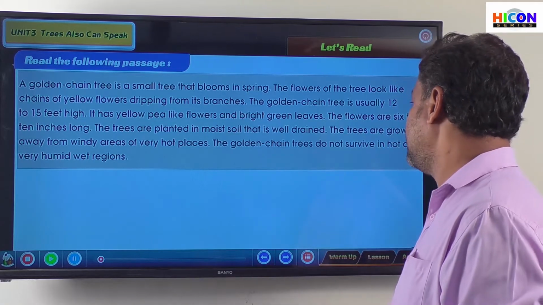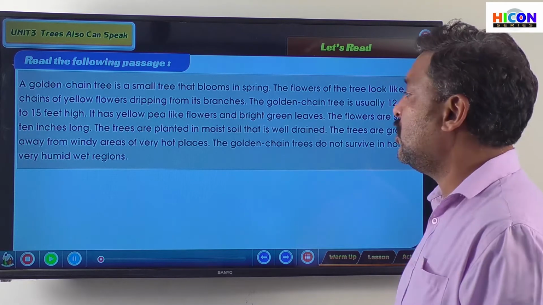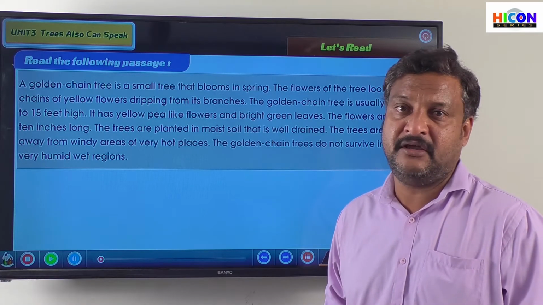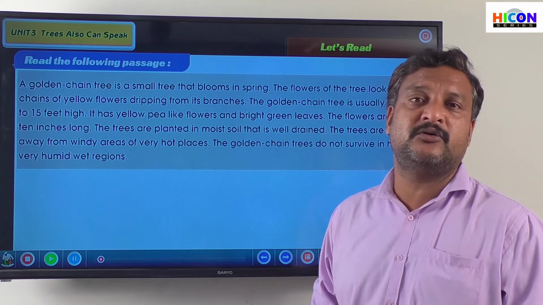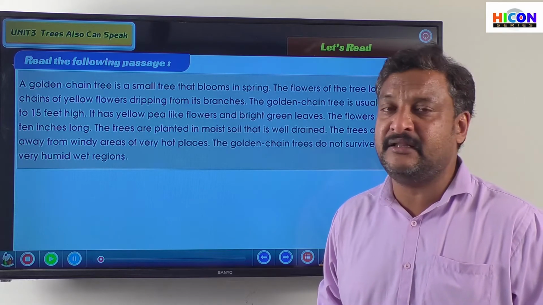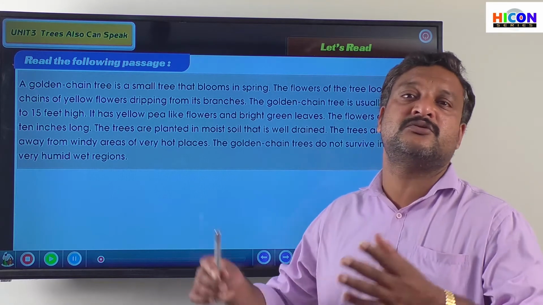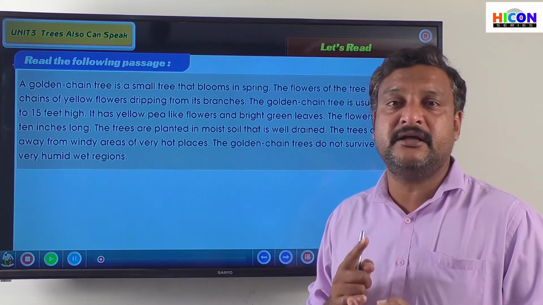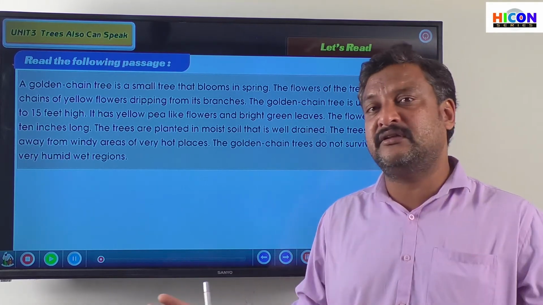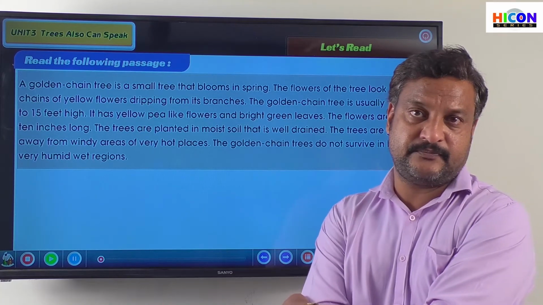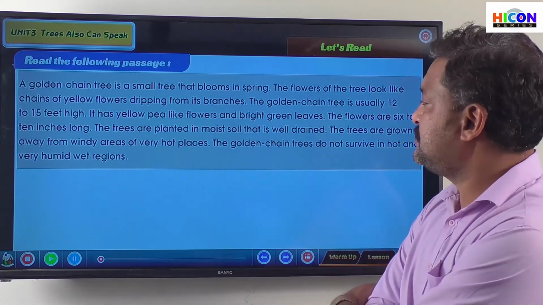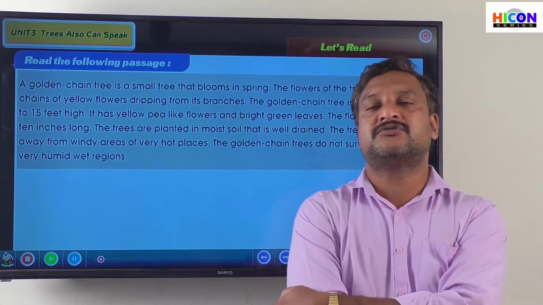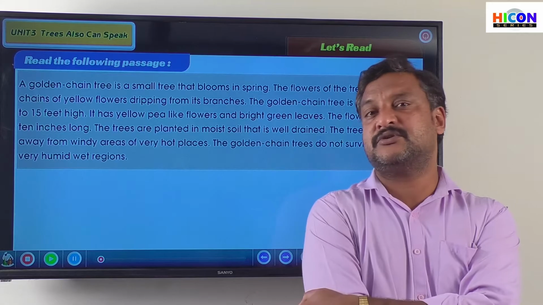See, the golden chain trees do not survive in hot and humid or wet conditions. So the trees require a good amount of water, but that doesn't mean there has to be a water source very close to them. The soil has to be wet and moist. That is the only thing the tree requires. So this is the passage, and now I will keep the screen the same for another minute so that you can read the passage yourselves once again.